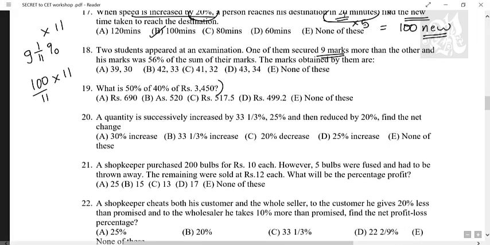Alright, 19th is easy, it doesn't need any shortcut as such. 50% of 40% of 3450 you can easily find out.